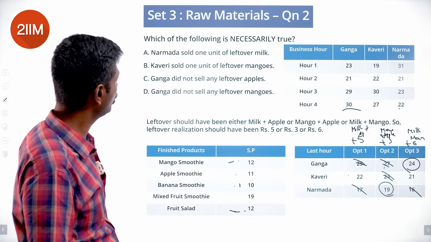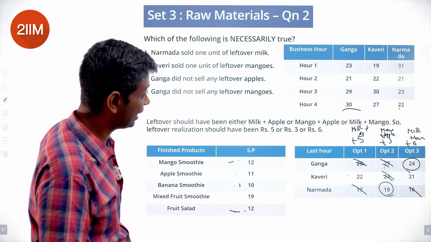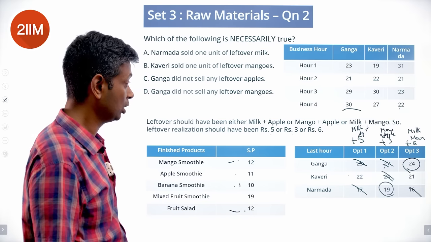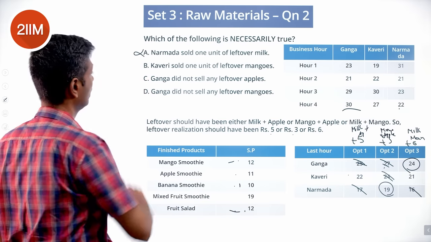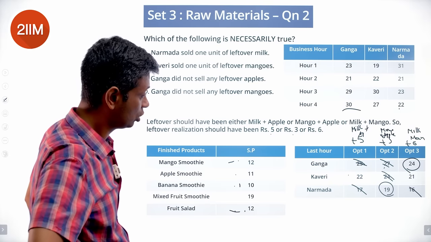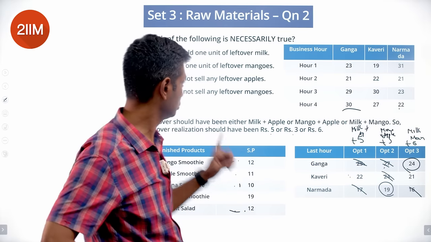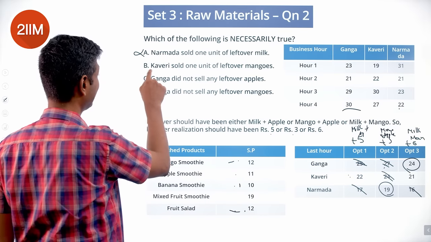So let's look at this. Narmada sold 1 unit of leftover milk. Her leftover is mango and apple, not milk. This is not true. Kaveri sold 1 unit of leftover mangoes. Not required. She could have sold milk plus apple. Not necessarily true.